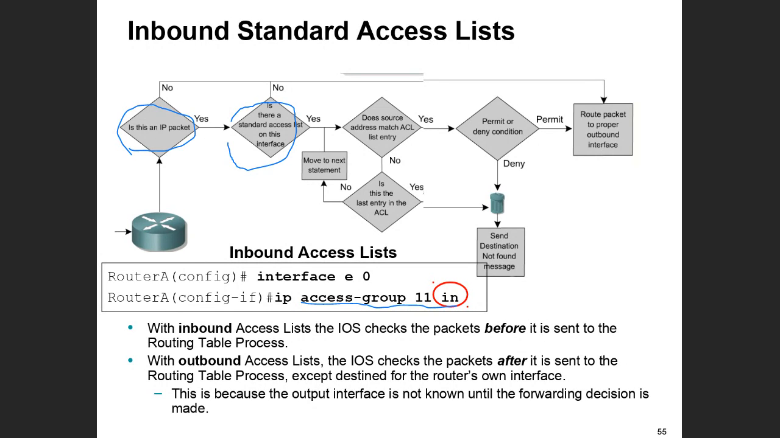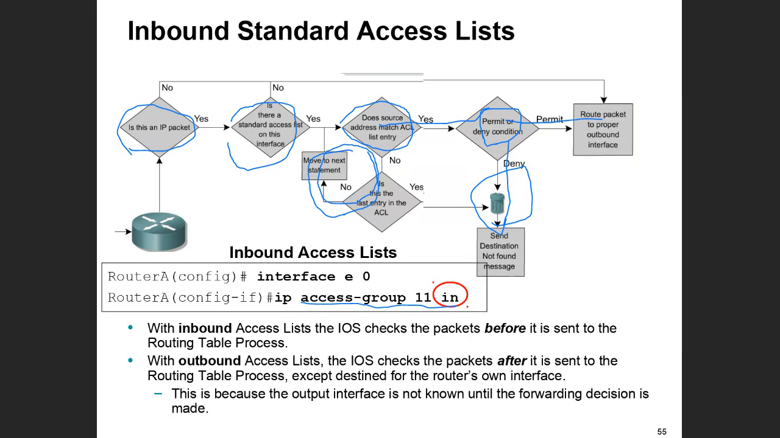Does the source address match the access control list entry? If not, go to the next statement. Move to the next statement. Continue in a loop until you run out of entries. If you hit a condition statement in the list that matches, permit it or deny it. If it's permitted, it goes on to the routing table lookup process and gets processed. If it's denied, it goes into the bit bucket, and we'll send that destination not found ICMP message. So that's how the process goes when it's an inbound list.